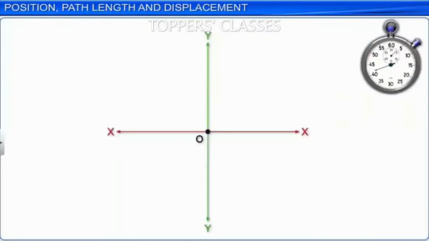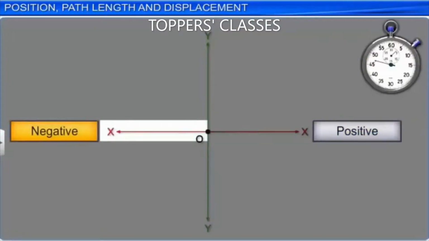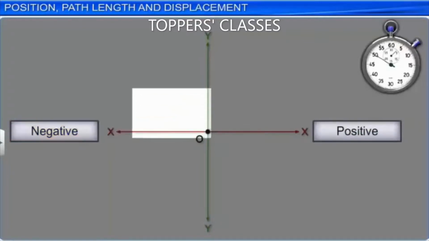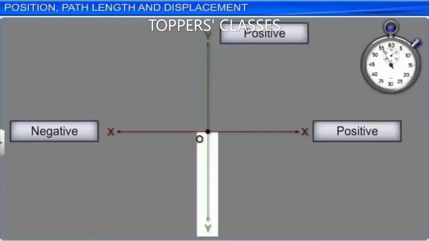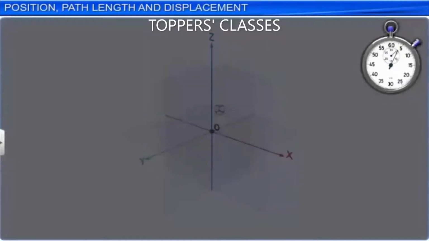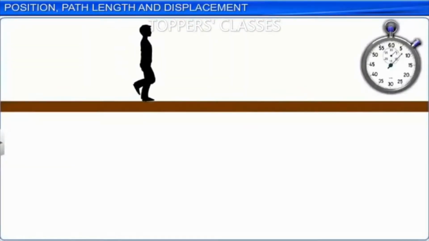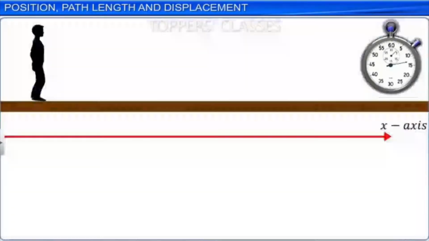Positions to the right of O are taken as positive, and to the left of O as negative. Positions above O are taken as positive, and below O as negative. With time, the position of the body changes and describes a path. Let's consider the example of a man walking along a straight line. Take the x-axis to coincide with the straight line. Fix the origin of the axis at the point from where the man starts walking. This is represented by x equal to 0 when time t is equal to 0.